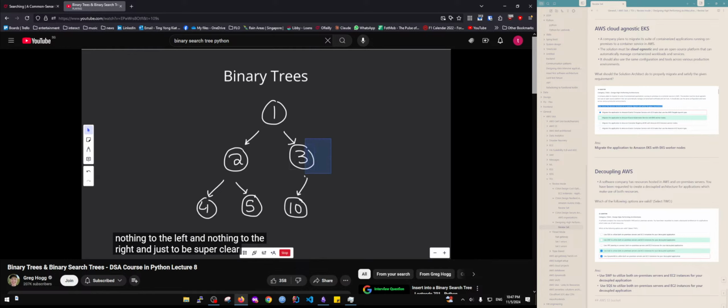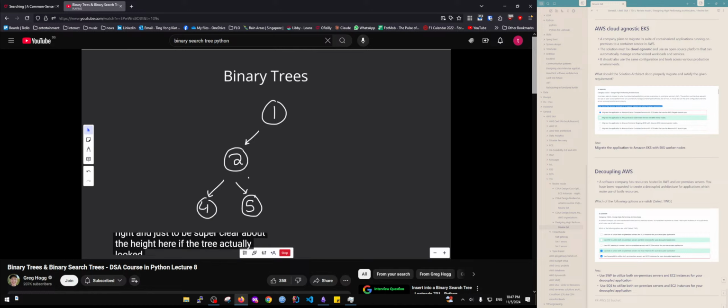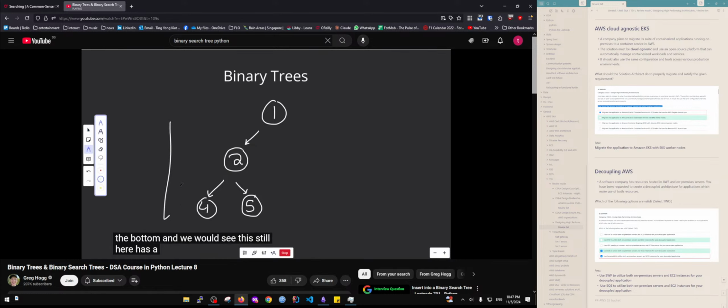And just to be super clear about the height here, if the tree actually looked like this, we wouldn't go down to the right side because that is nothing. It's going to be basically the maximum of going from the top to the bottom. So we would ignore that there's nothing to the right, go from the top to the bottom, and we would see this still has a height of 3.